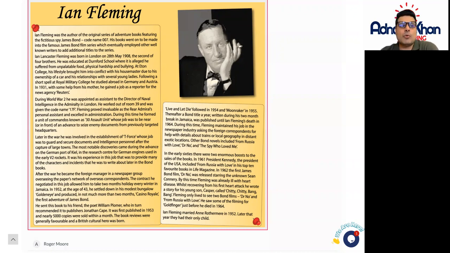Ian Fleming was the man who actually produced the character James Bond. And he wrote the character, the fictitious, made-up character, in a story in books. And those books then went on later on to become movies. And it just gives you a biography on Ian Fleming about his life, and the fact that during World War II, he was actually an assistant to the director of naval intelligence, and his code name at the time was 17F. Maybe that's where he probably got his inspiration to write these books.